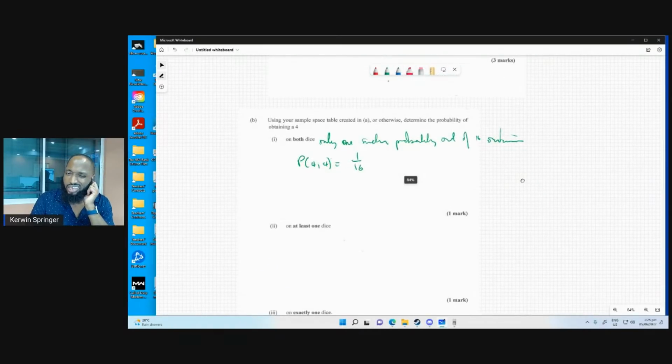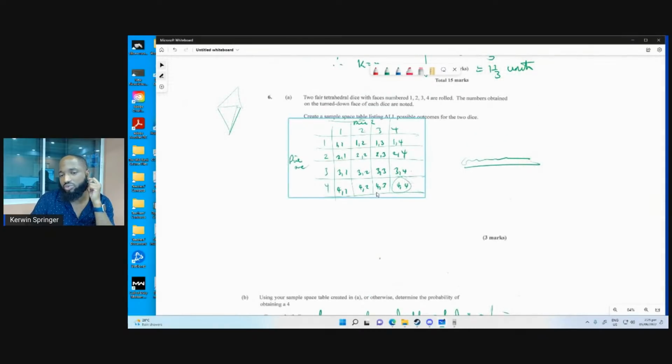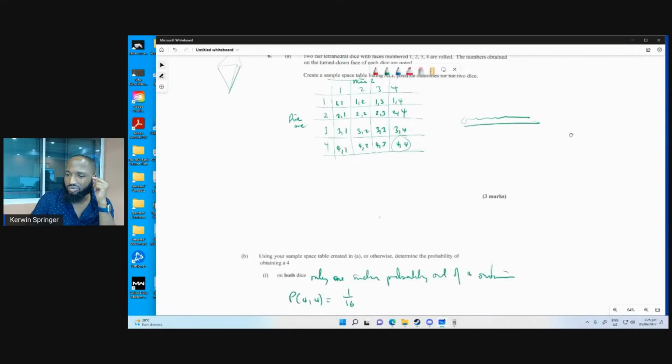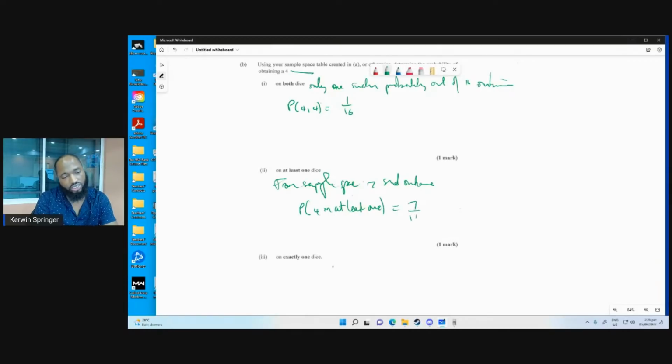At least one die. The probability of obtaining a 4 on at least one die: 1, 2, 3, 4, 5, 6, 7. So there are 7 such outcomes from the sample space. So the probability of a 4 on at least one die would be 7 out of 16.